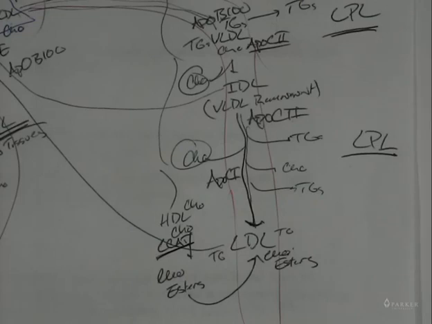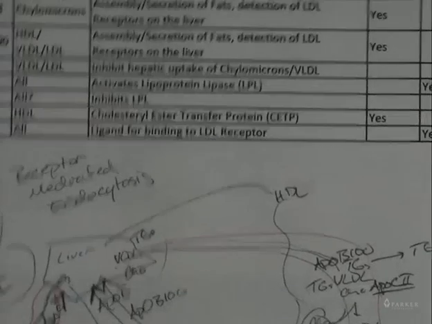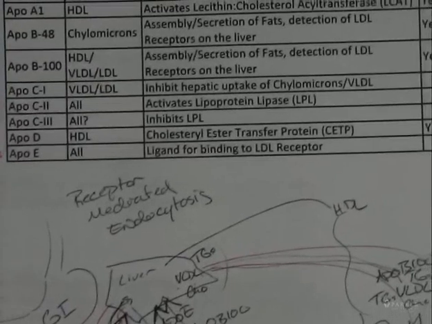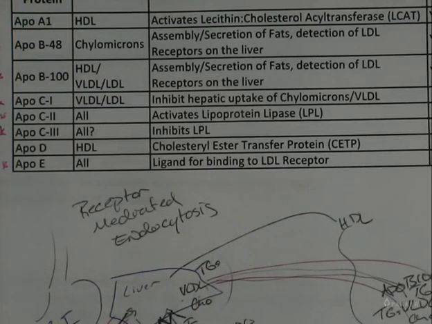Any questions about the basics? We're going to go through its APO enzymes next. If you look up at the top, we need to deal with the rest of them, which is APOA1 and APOD. Now, please note that HDL still assembles, secretes, and detects LDL receptors, so it has APOB100. It has APOC2, so it can cleave off fats. It has to be able to activate lipoprotein lipase, which is present at the tissues, so it can drop off fats if it needs to. And it has APOE, which is how it gets back into the liver by receptor-mediated endocytosis.